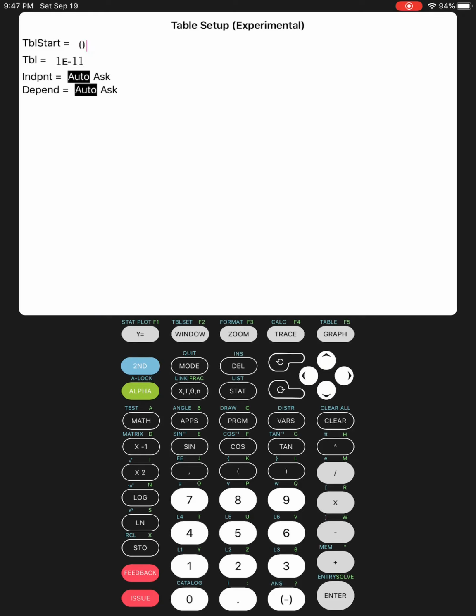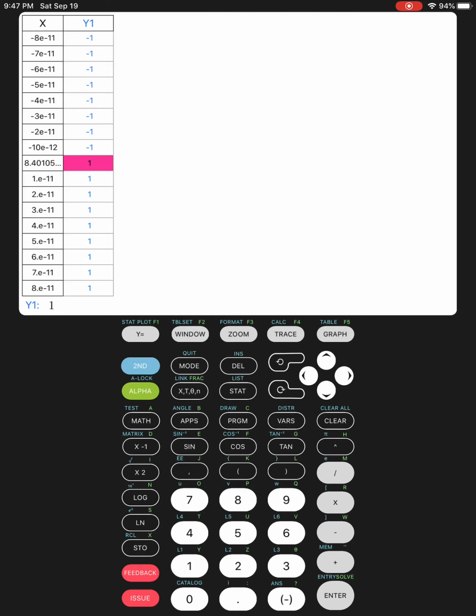Let's go ahead and set our table up. We're wondering about x being 0, so we want that to be 0. We might as well leave this really, really small. We could do some things adding up to it, but let's try it out and see how it behaves.